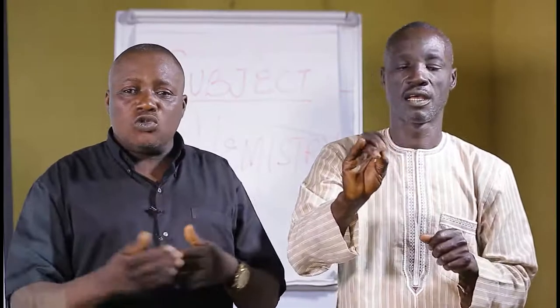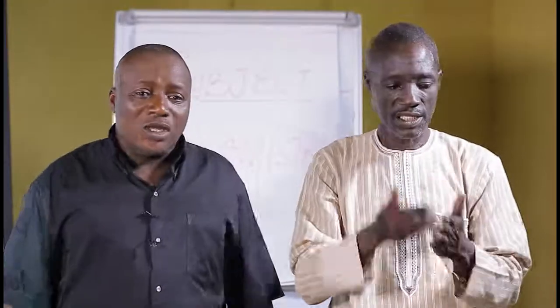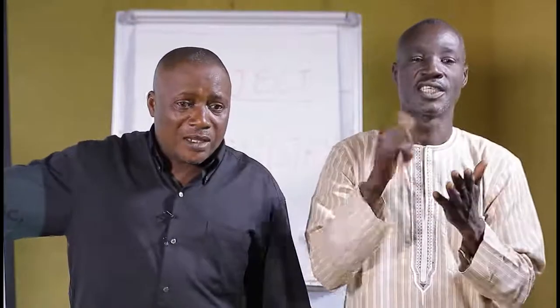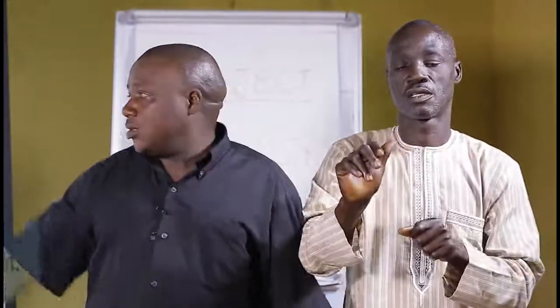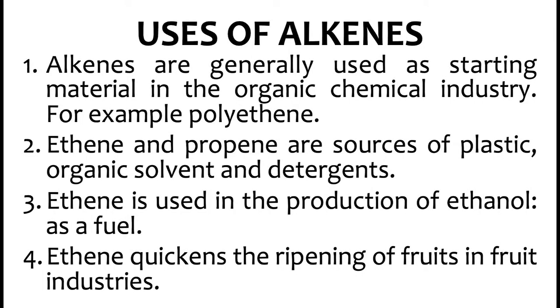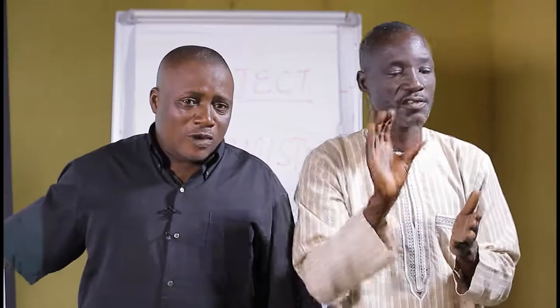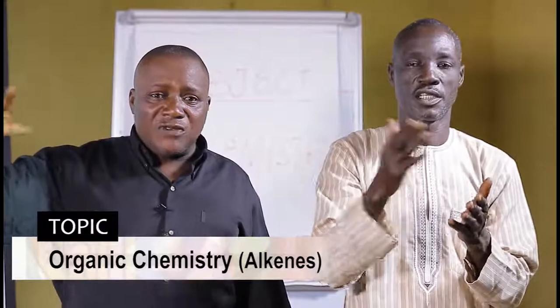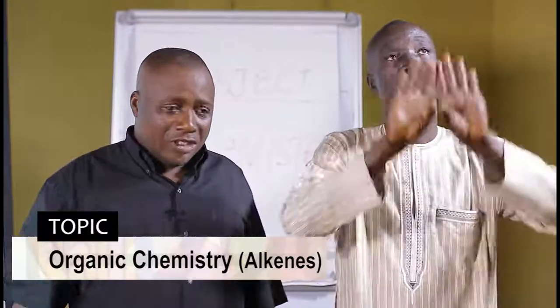When you go to the market, you want to buy something, that thing that they put for you is a product of what? Alkene, which is ethene. Another one is that it is used as a source of plastic and detergents. We use it in making plastic and what? Detergents that we use in washing our clothes. You see PVC, one of the products that is used in making these PVC tanks is the ethene.